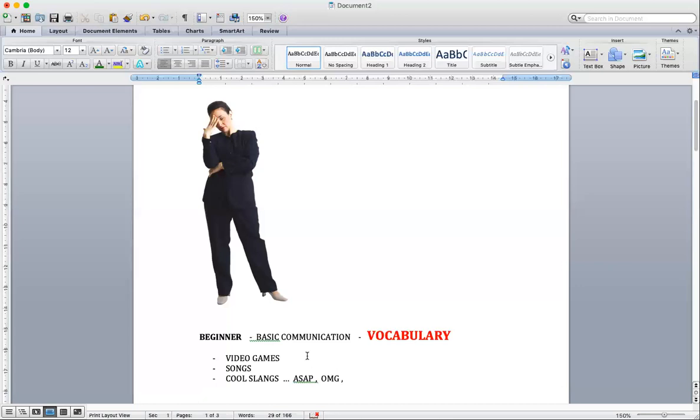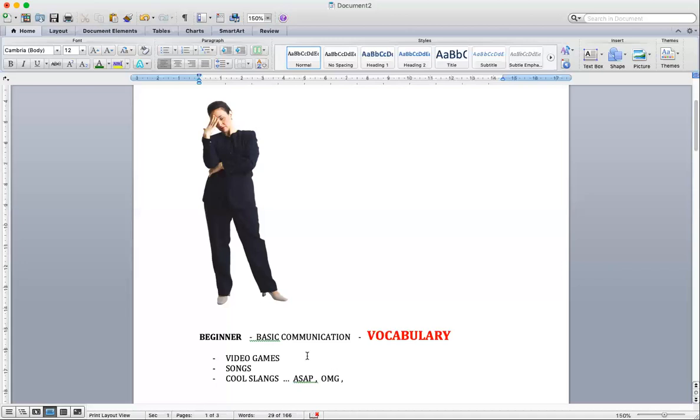For beginners who just want to learn or just want to start speaking English, this should be enough for them. And these words, how do you get them? You can get these words by playing video games or sometimes by singing some songs. There are many people who sing very well by listening to the songs without even understanding them, but still they could sing along. Or sometimes some cool slang like ASAP, OMG. They would start speaking English even without realizing that they are speaking English. These are for the beginner levels.